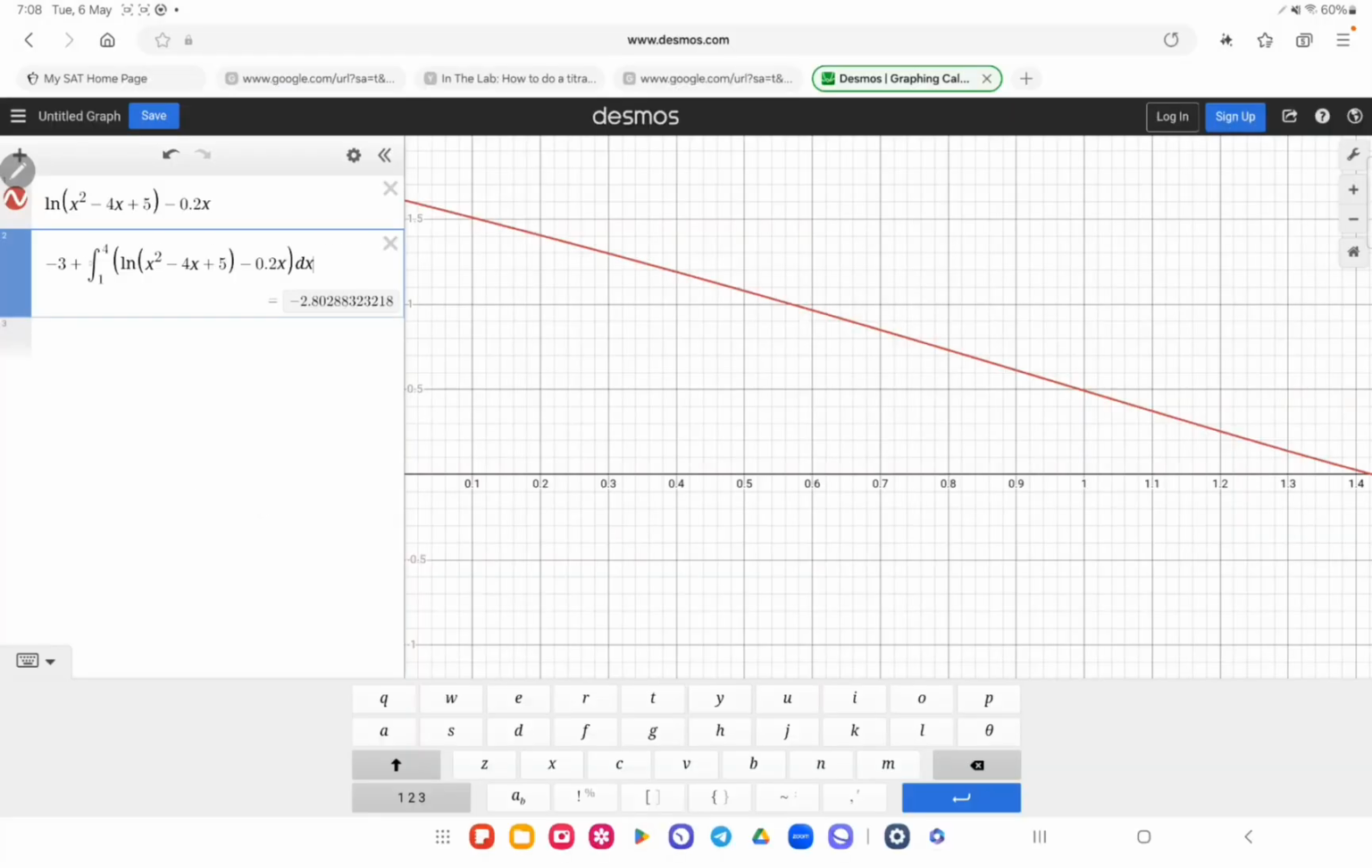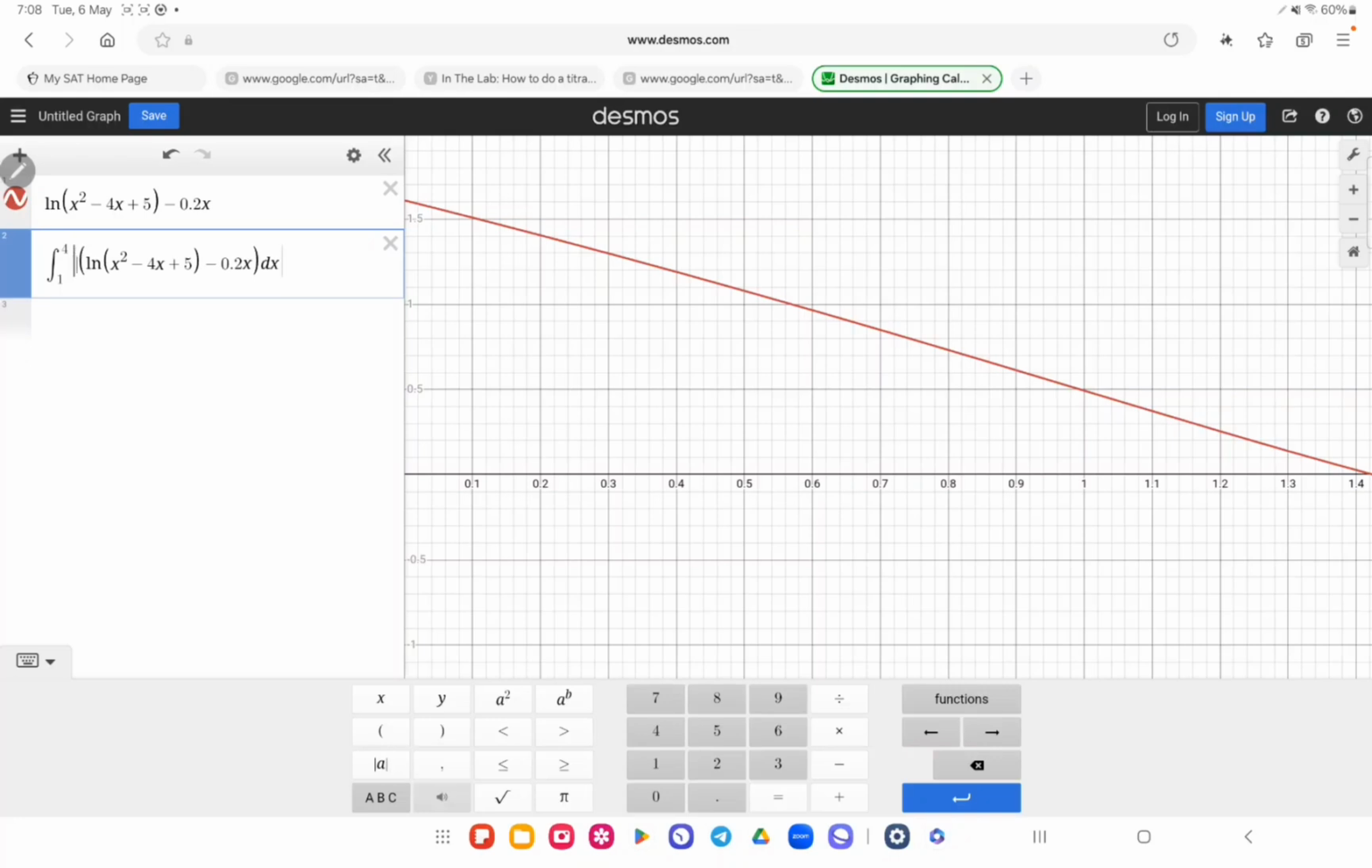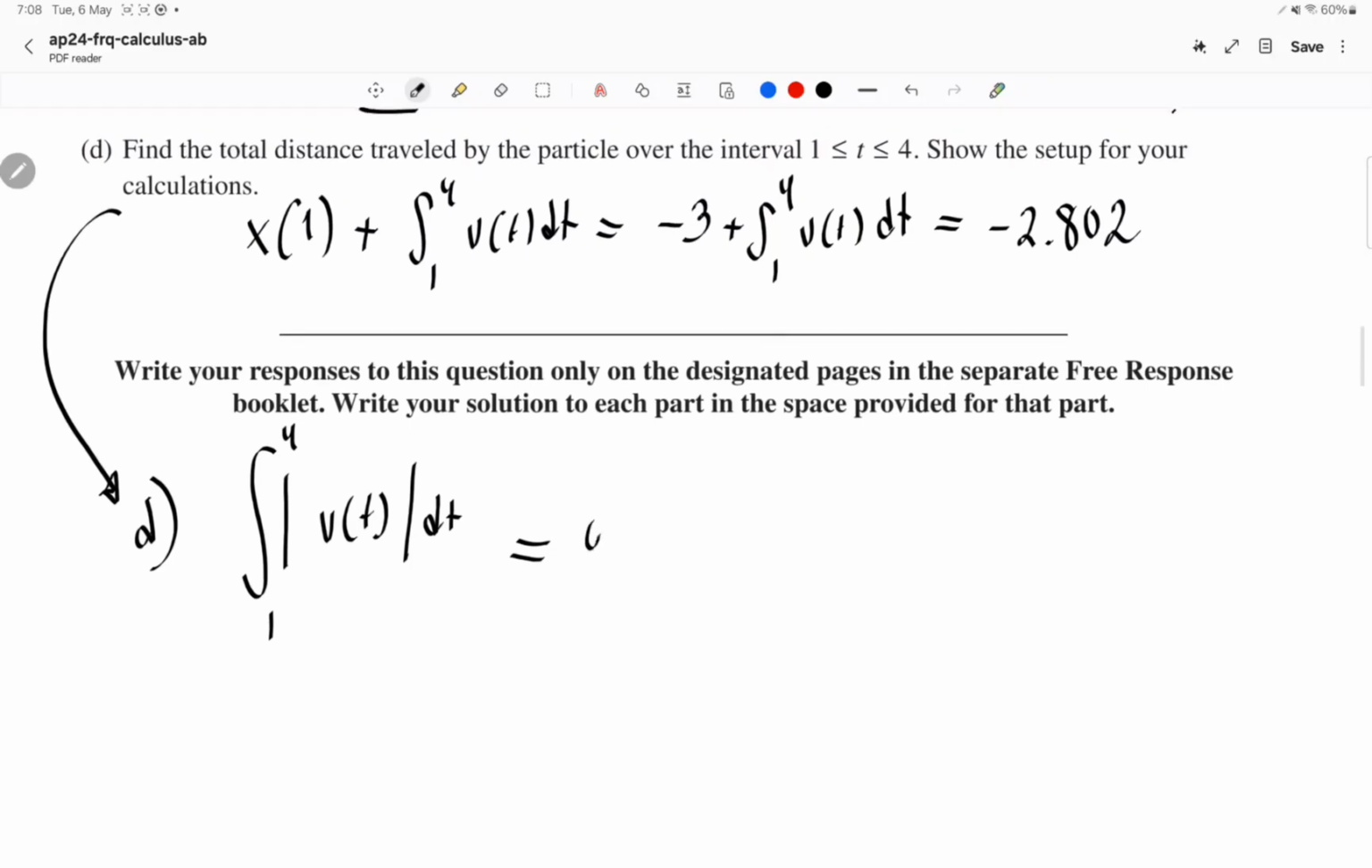So here, I'll remove this guy. So put absolute value before the dx. So I got 0.958. Got 0.958. Yep, that's correct.